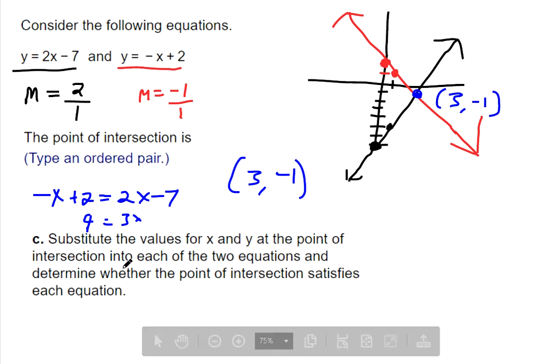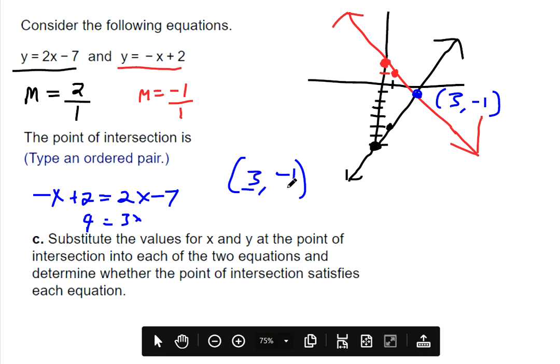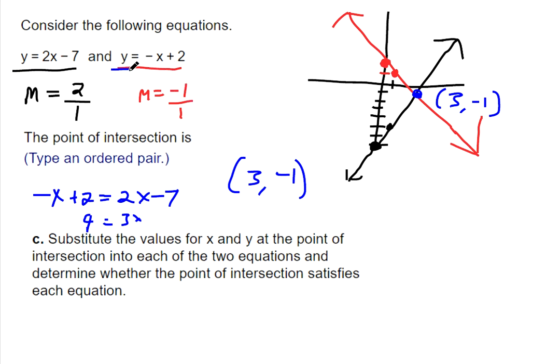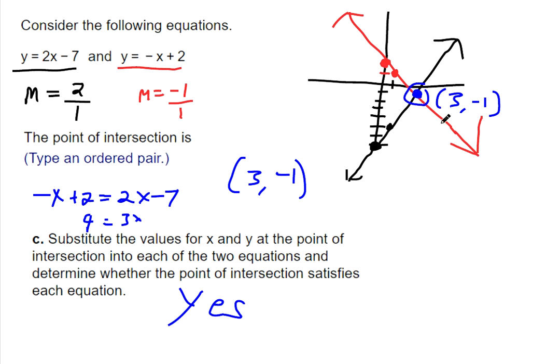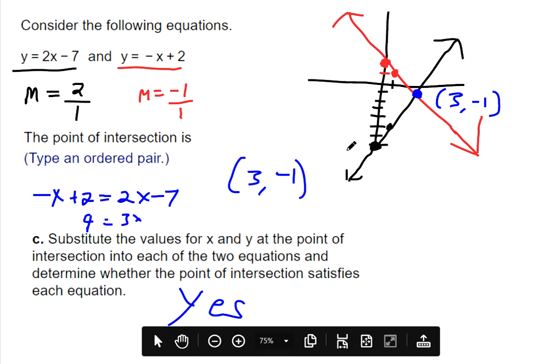And when they say substitute the values back in, that means plug in where they cross. If you plug 3 in for x and -1 in for y, you're going to get a true statement. Same thing if you plug in 3 in for x and -1 for y over here. Yes or true, it should be the answer there. The place where they cross is a solution to both the red equation and the black equation there. So 3, -1 is a solution to both this equation and this equation.